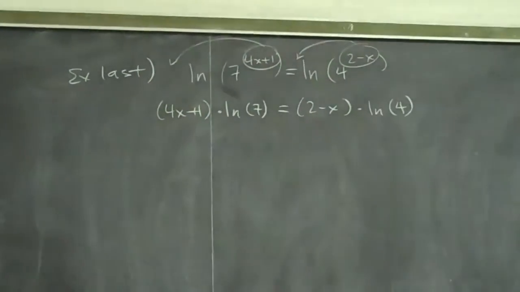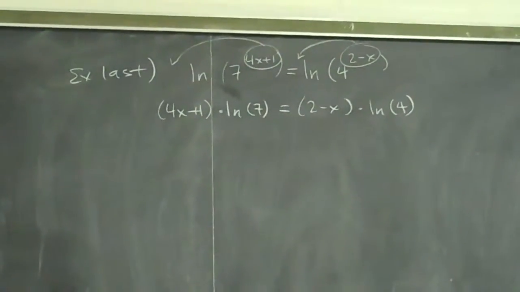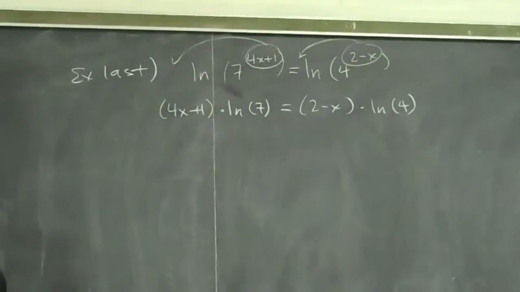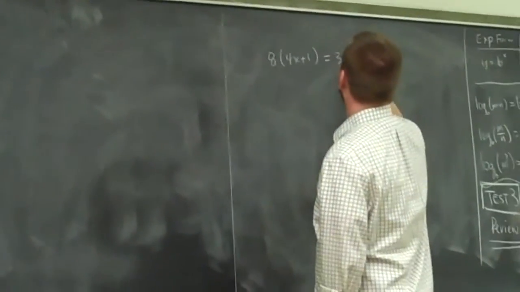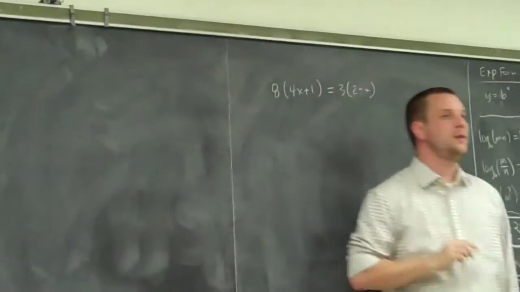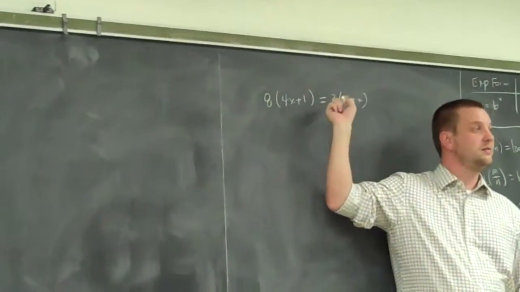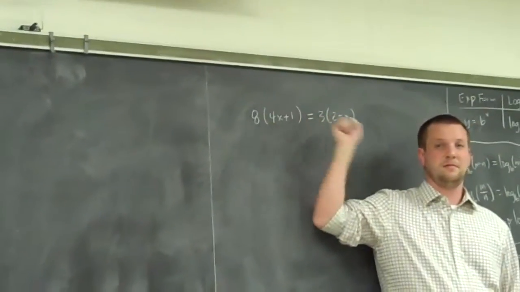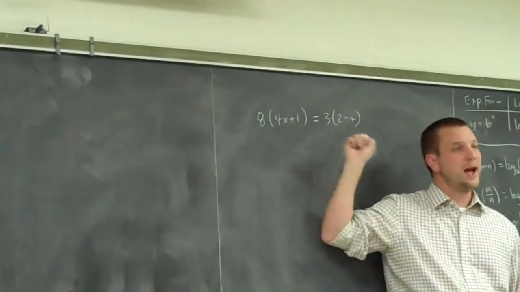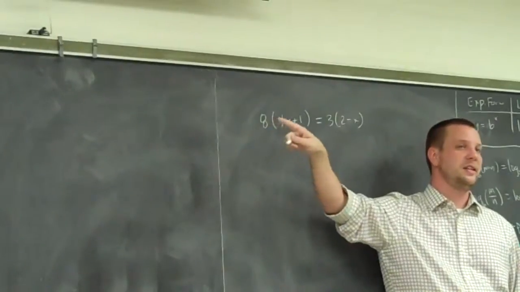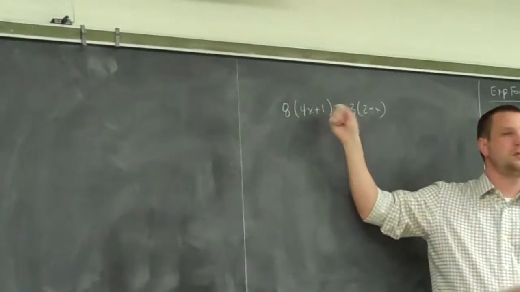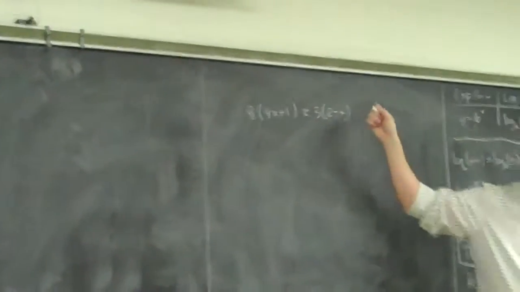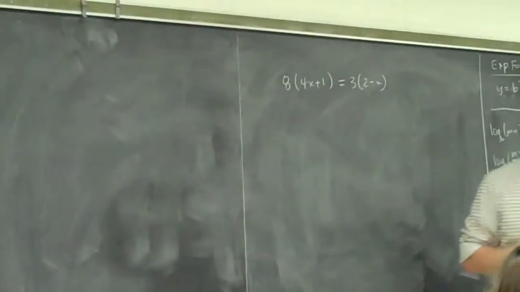If I had hypothetically said, what is 8 times, I don't know, (4x + 1) equals, say, 3 times (2 - x). Is there anyone that does not believe they know how to solve this equation? Okay? I argue that that equation is structurally the same thing as this equation. I've got a number times (4x + 1) in parentheses. Over here I've got a number times (2 - x) in parentheses.